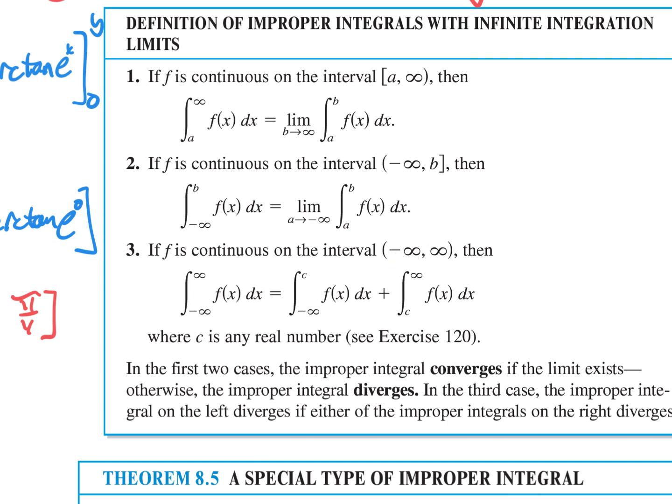If we're going left and right, we need to pick a point in the middle, like we picked 0 on this last one. So we need to cut it at some point c, and one half is going from negative infinity to c, and then from c to infinity. Again, in those first two cases, if the improper integral converges, the limit exists. If it diverges, there's no limit.